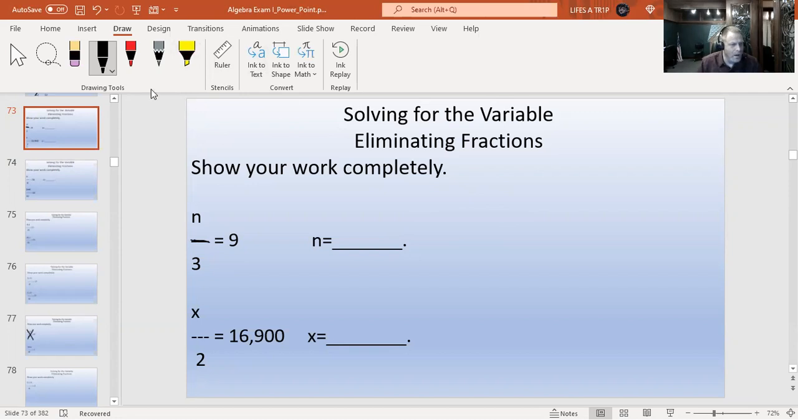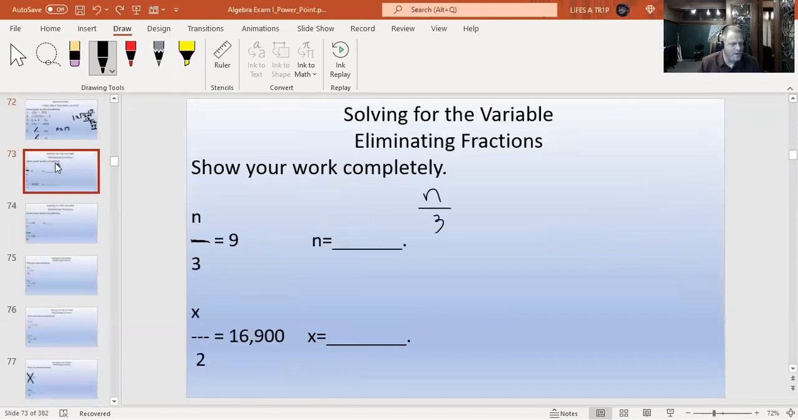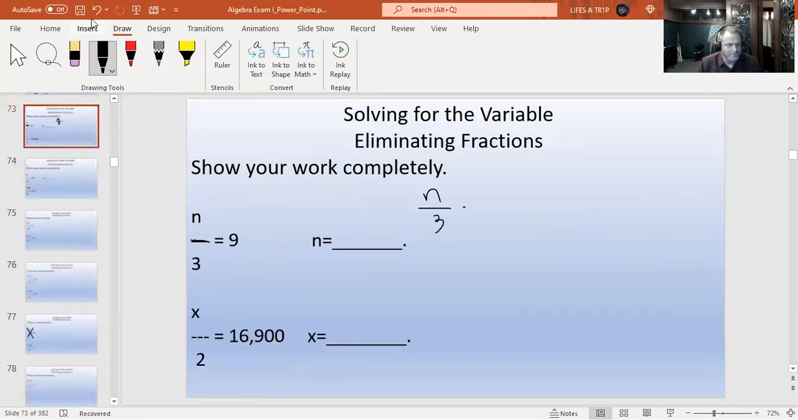Okay. So let's look at number one. Let's look at n over 3 equals 9. All right. So what we want to do is look at this and say we need to get n by itself, but how can we? Because it is attached to this 3 right here. So we need to eliminate the 3 or whatever is down here.